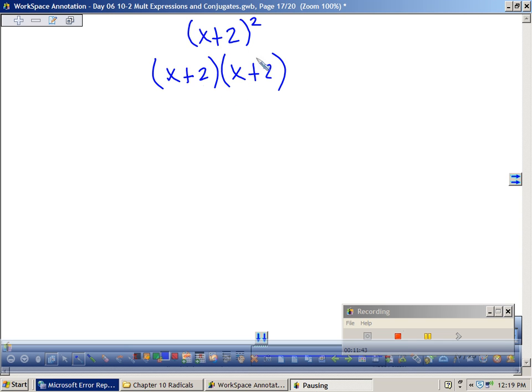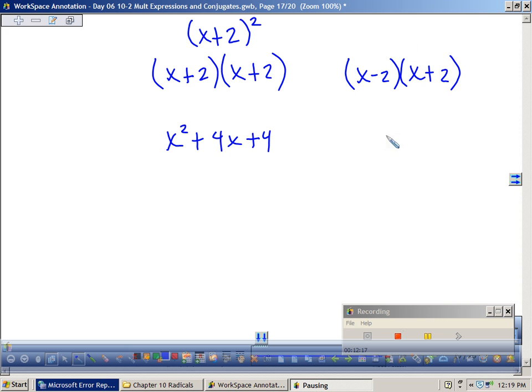This is a perfect square trinomial. So if I were to work this out, it would be x squared plus 4x plus 4. Okay? Using the same method, right? The box method, you'd multiply, correct? What about this one? What's that? That's a special product as well. What's that one? The difference of 2 squares.